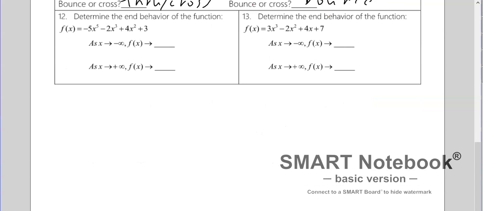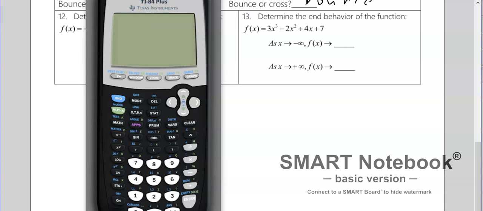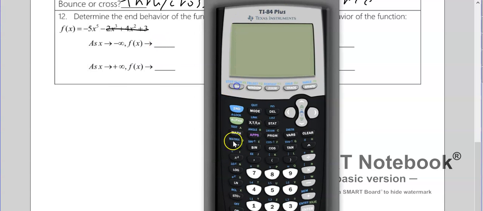All right, let's get out of the watermark here. 12 and 13. Determine the end behavior. Now remember, when it comes right down to it, all of this stuff really doesn't matter. So you can literally just take your calculator, go to y equals, clear out what you got, and put in negative 5x to the 5th. And you can do this in Desmos also. And then hit graph.